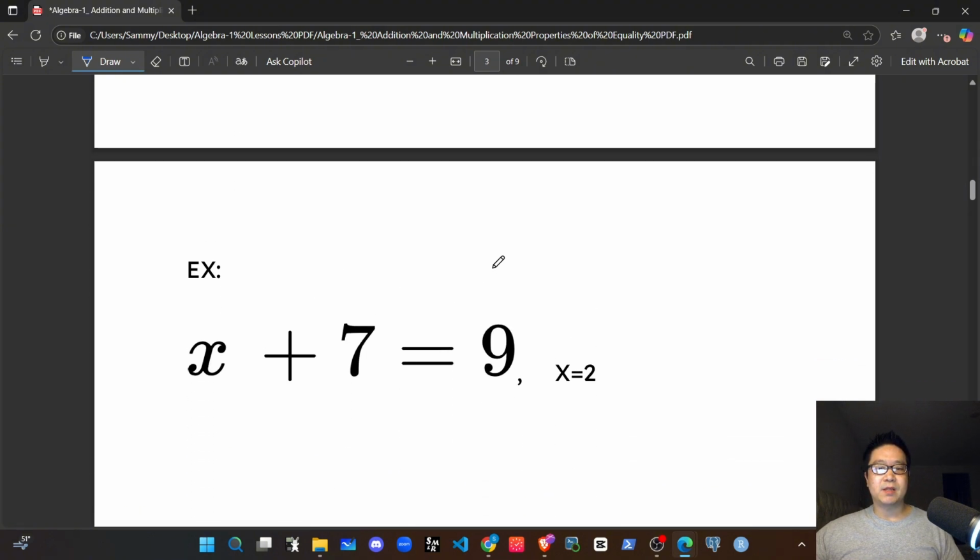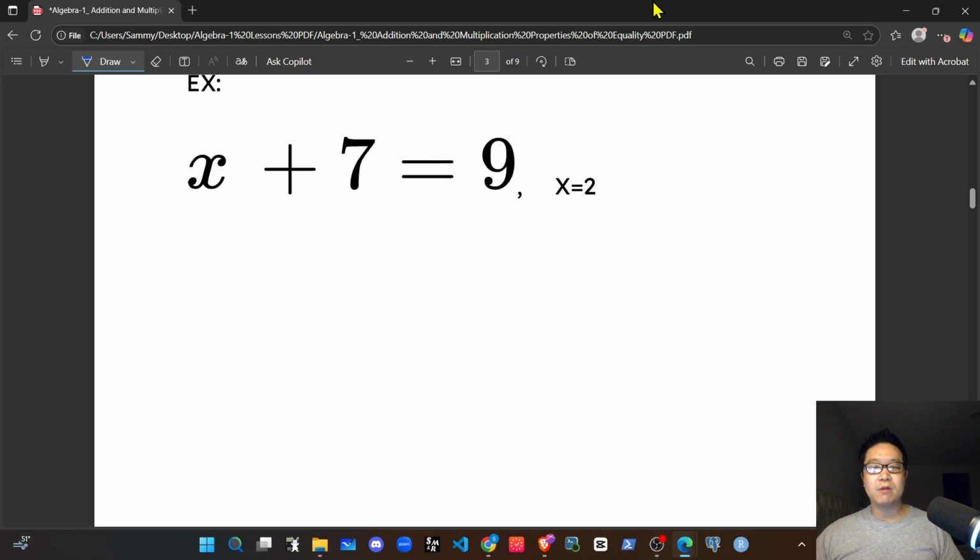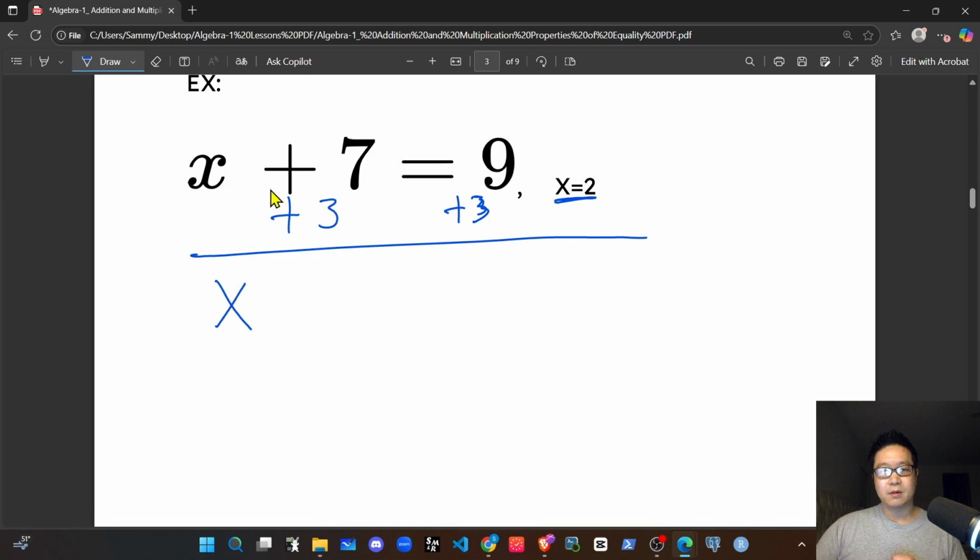So here we have x plus 7 equals 9, and we know that x equals 2, okay? We know x equals 2 because, well, 7 plus 2 gives us 9. But let's try changing the equation by adding 3 to both sides. We're going to try to change it. So we're going to add 3 to both sides. And when we do that, we get x, okay? Nothing is being added to x itself. And then we have 7 plus 3, which is 10, positive 10, on the left-hand side.